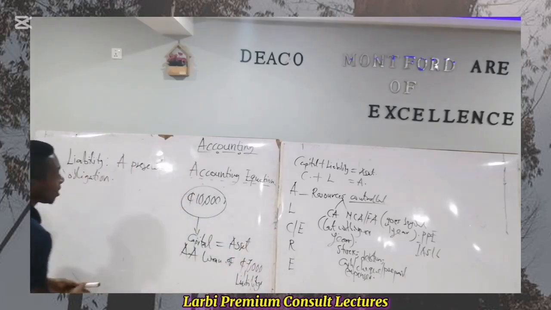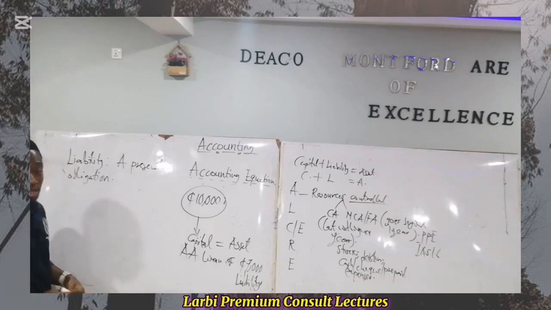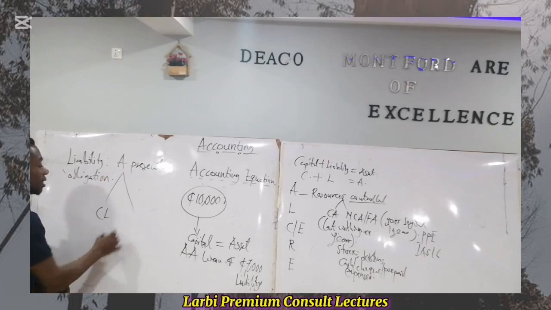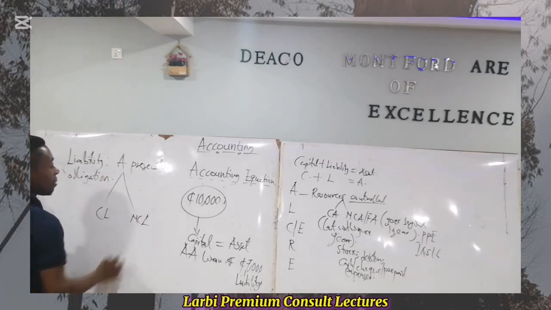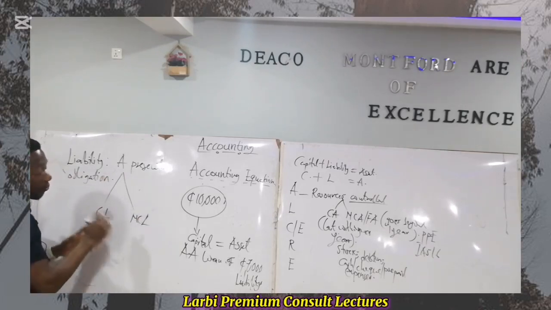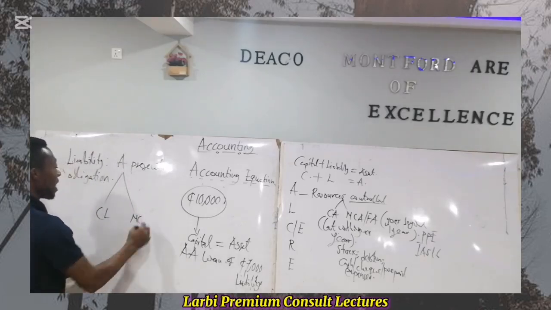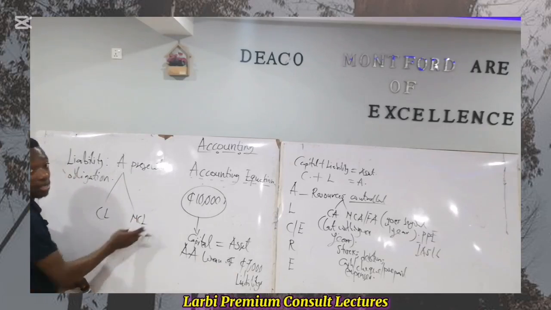So when it comes to liability as well, we have two divisions. We have the current liability, and we also have the non-current liability. We don't have fixed liability, no. We call it the non-current liability. So current liability, non-current liability.